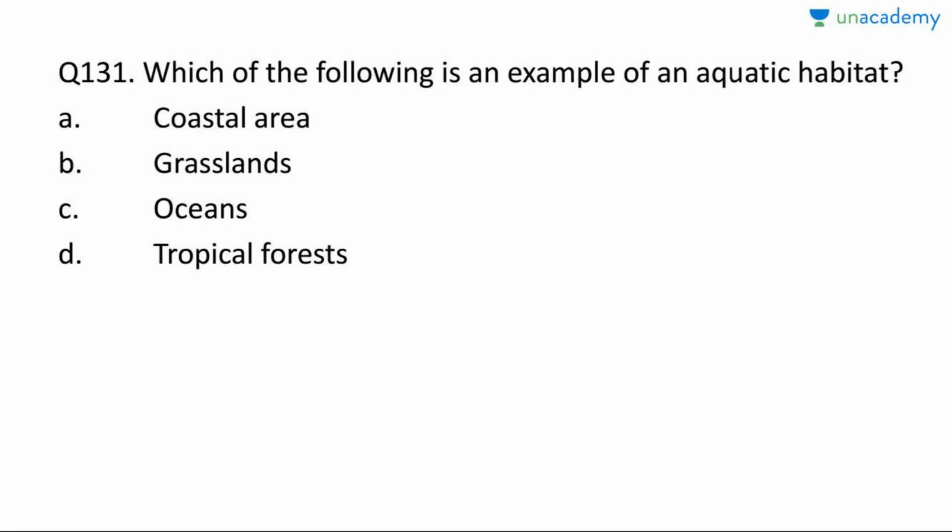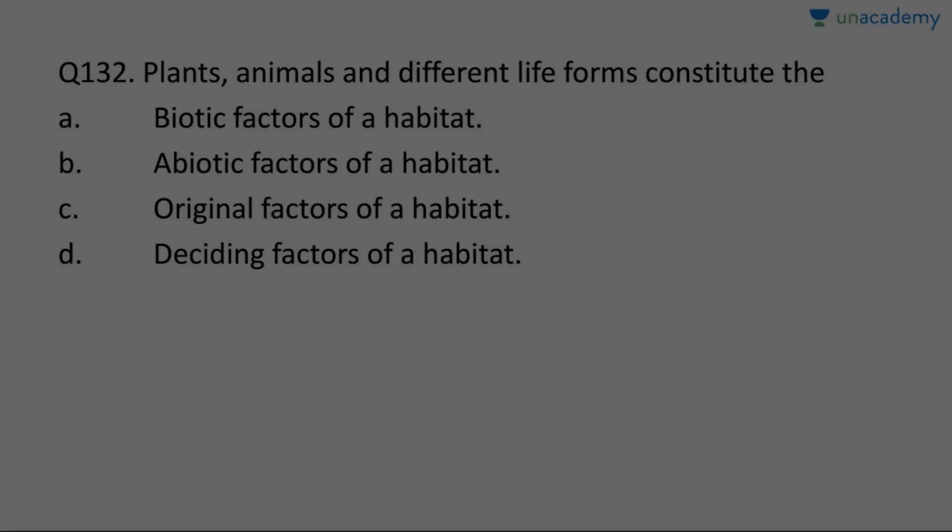Question 131. Which of the following is an example of an aquatic habitat? So coastal area is not technically an aquatic habitat. Grasslands, tropical forest, these are not examples. Here the answer is ocean. You need to understand there are so many habitats: terrestrial habitats, aquatic habitats, xerophytes, halophytes, aquaphytes and hydrophytes. So you have to learn about these habitats, especially in your environment and ecology portion. That is very important. Okay.